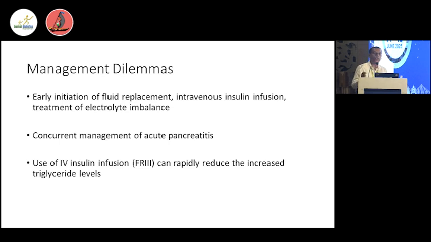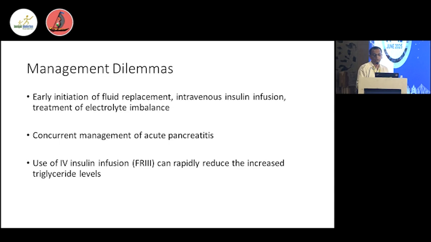We should not forget to find the precipitating cause like infection, diarrhea, stress, which can precipitate a cardiac event as well as DKA in this patient. And we need to modify the chronic medication, specifically SGLT inhibitors, if used in this group of patients.